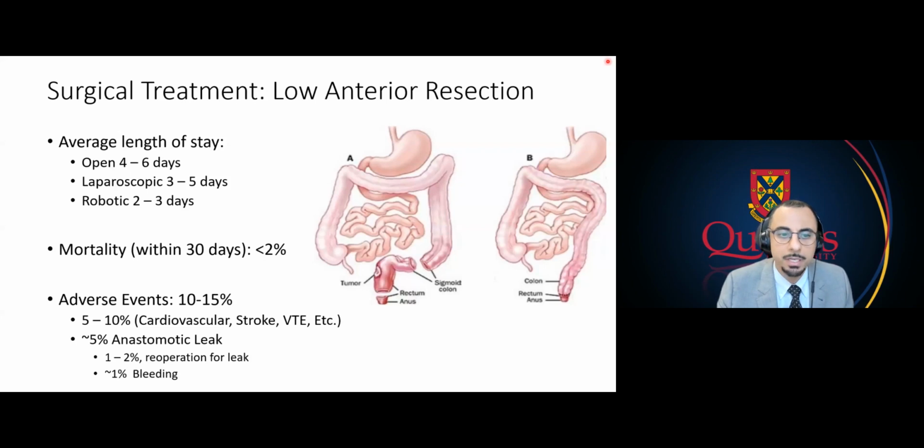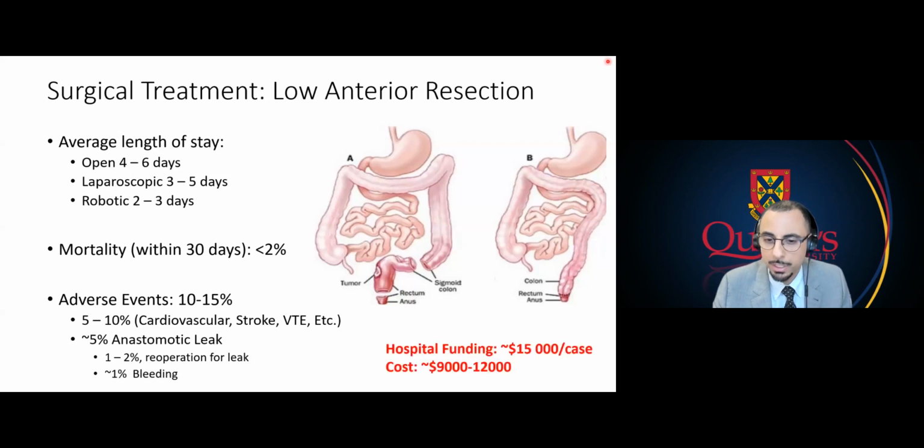The adverse event rate is about 10 to 15%, and it varies from cardiovascular to, again, primary surgical, such as anastomotic leaks and bleeding. And in Ontario, anyway, the hospital funding for these procedures is about $15,000 per case, and the cost is between $9,000 to $12,000, at least at our center.